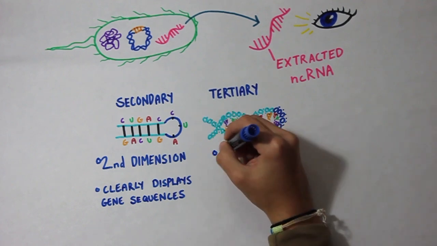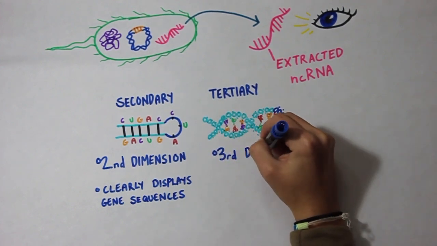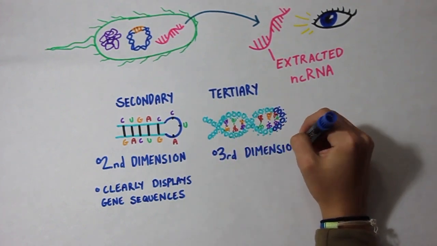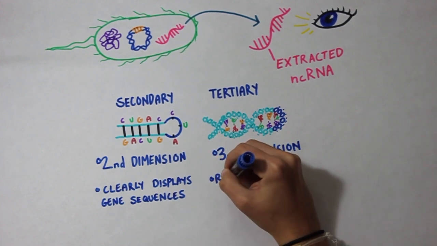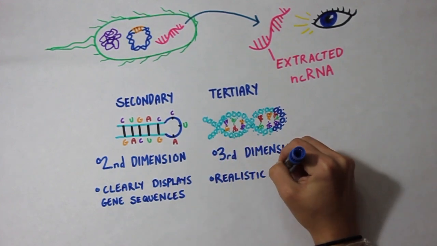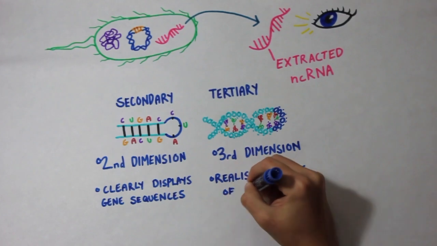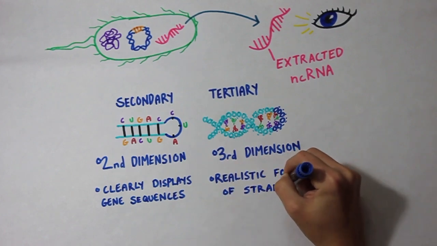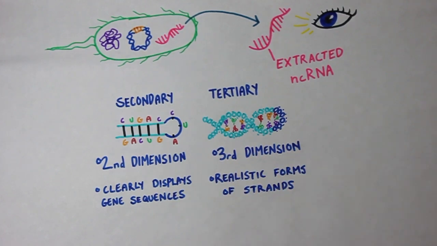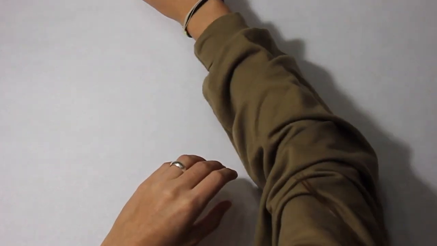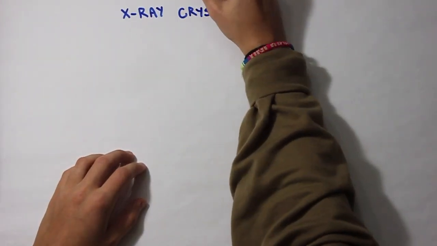A tertiary structure has a three-dimensional shape. This means it is able to accurately display the realistic twists, loops, and folds within the strands of material, which in our case is non-coding RNA. After determining the secondary structure through analyzing gene sequences, we can now begin determining the tertiary structure through X-ray crystallography.